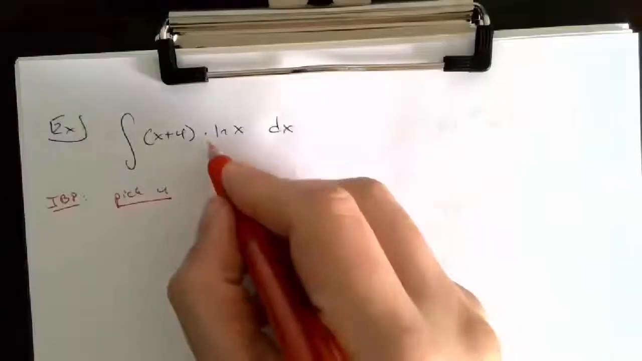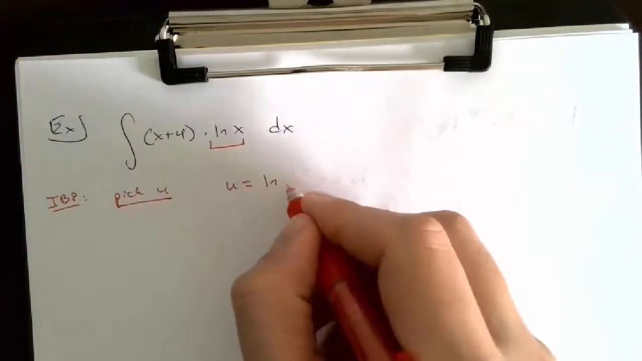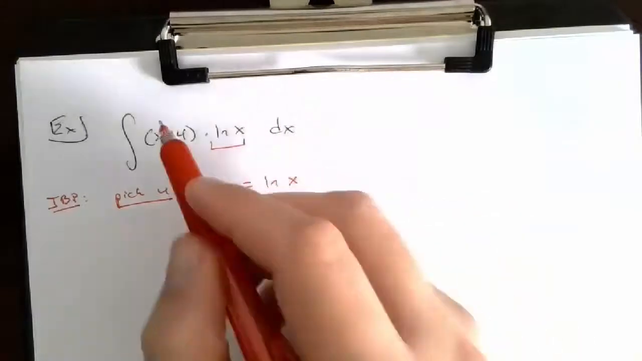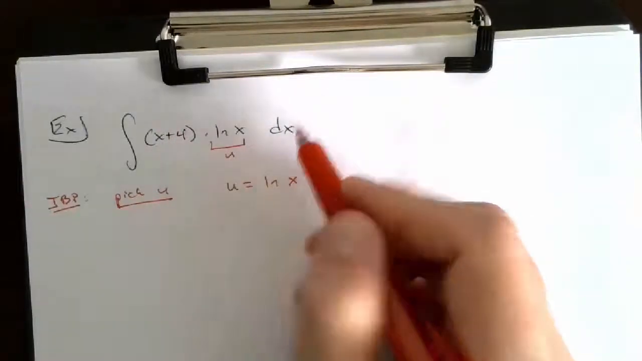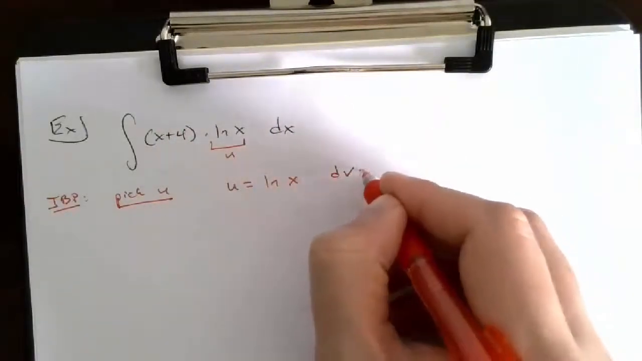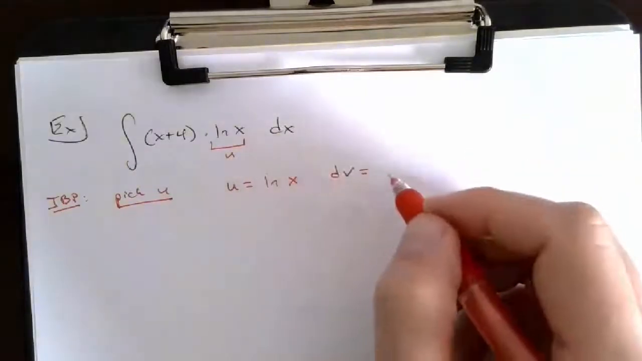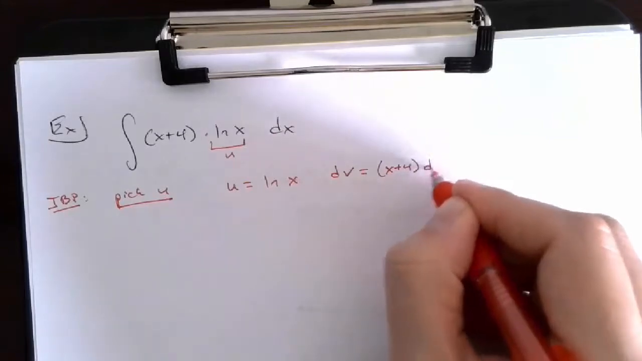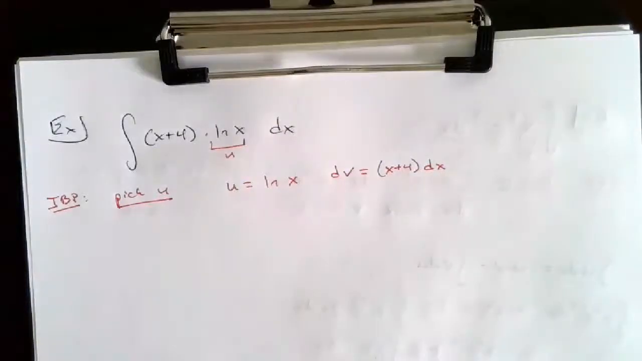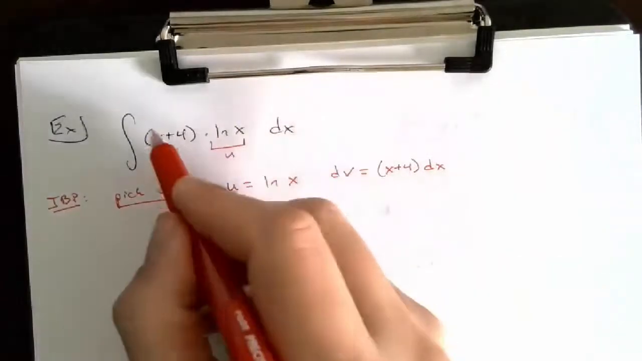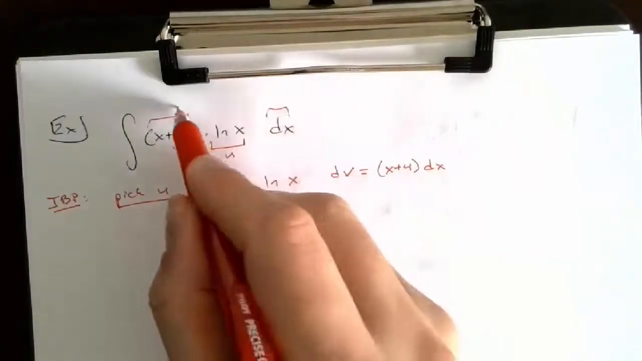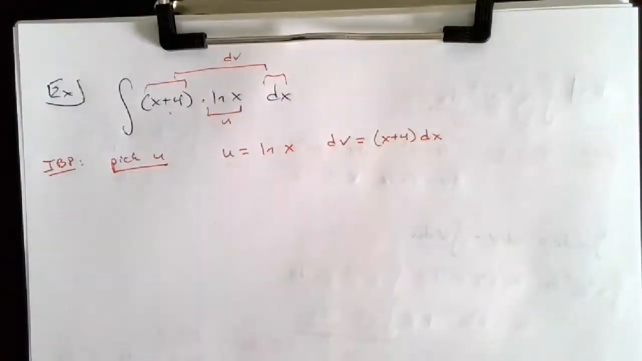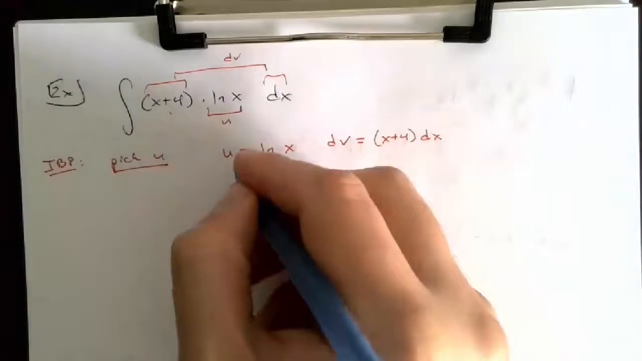Well, yes, natural log of x, so we're going to use u equals natural log of x. And then remember, everything else, right? So if this is u, everything else becomes dv. So dv is going to be equal to, we've got the x plus 4, make sure you have that in parentheses like I have written it, and then dx, make sure you have the dx with it as well, right? So that whole part is dv. Everything else that's left over here automatically becomes dv.